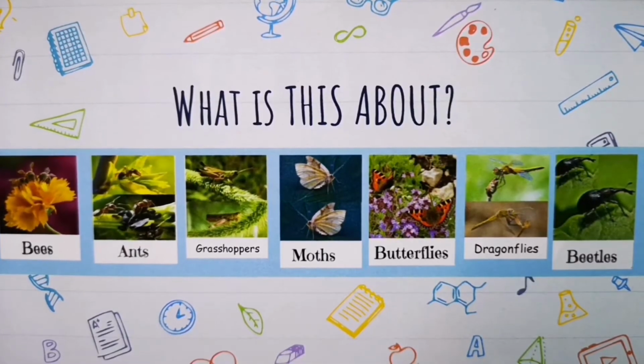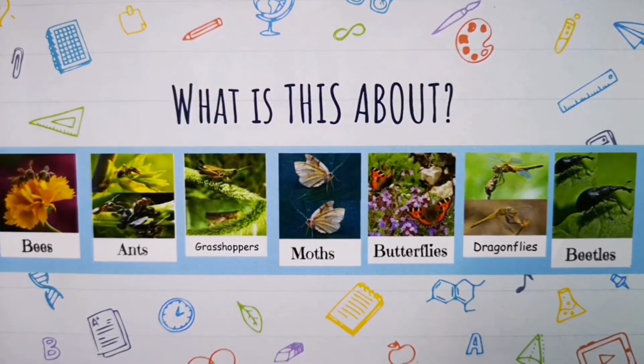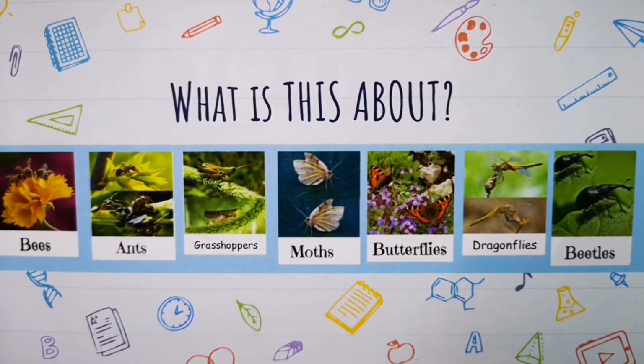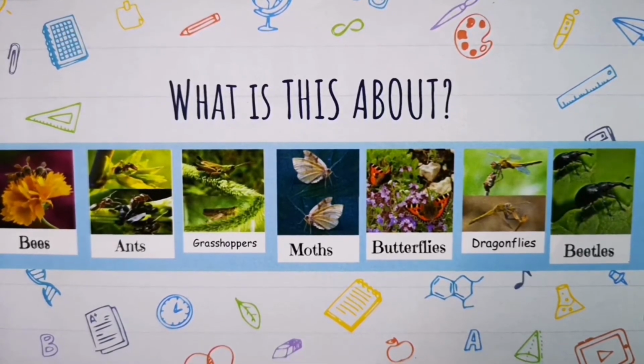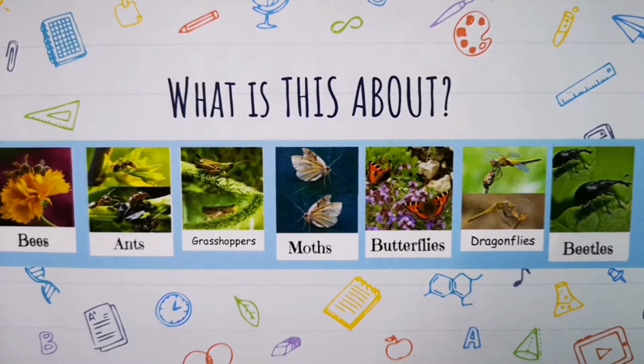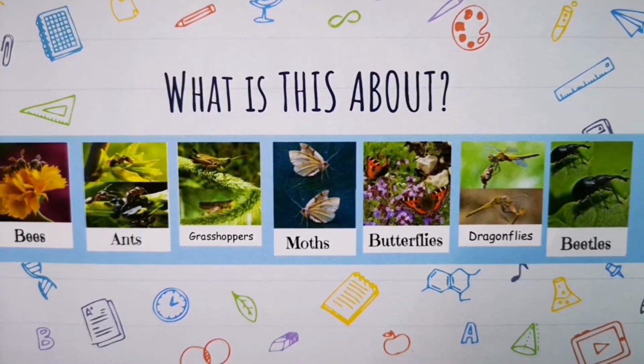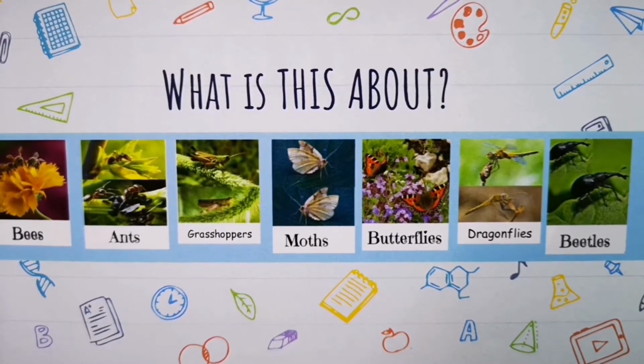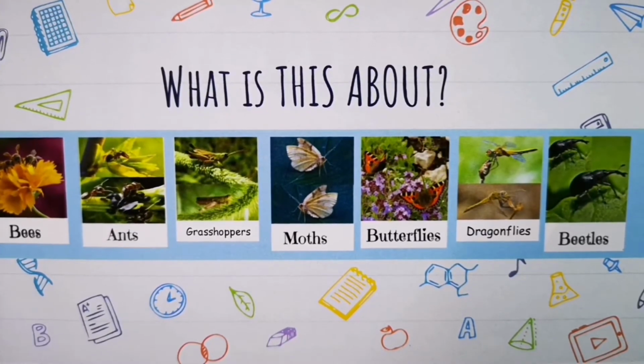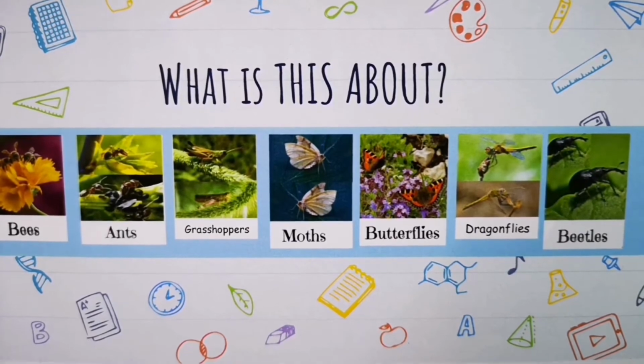So, what is it about? Look at the pictures. What are you thinking? What do you think the pictures have in common? Are you thinking about animals? Or perhaps more precise, how about insects? I guess you are right. All the animals in the pictures belong to a group called insect.